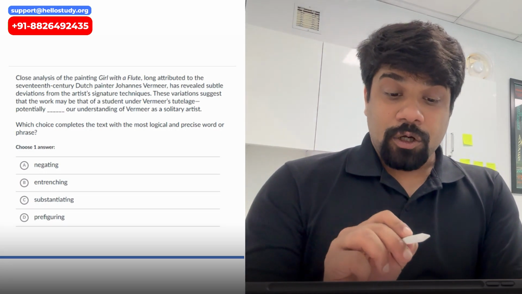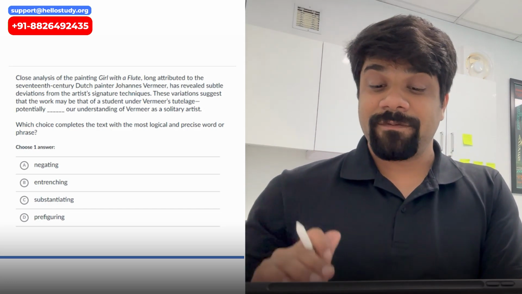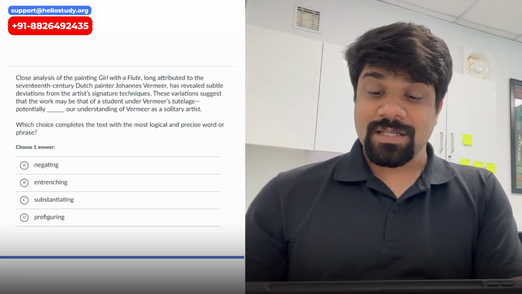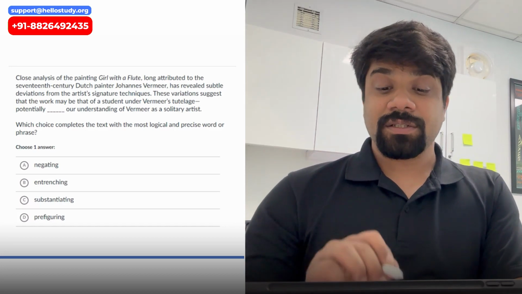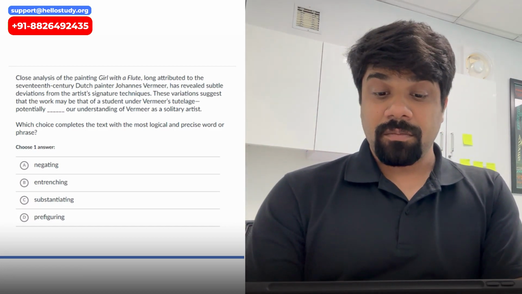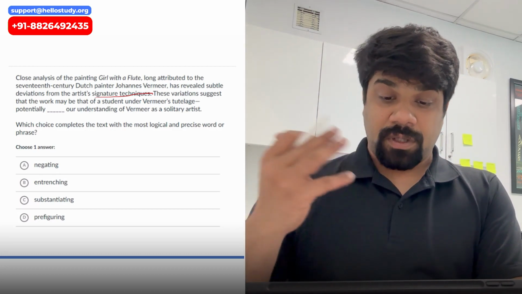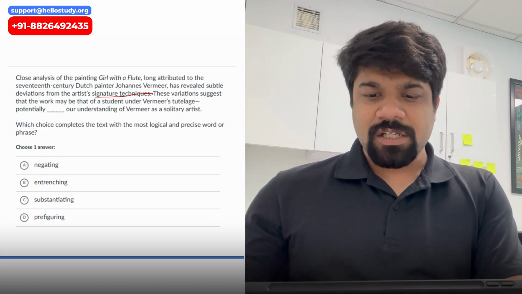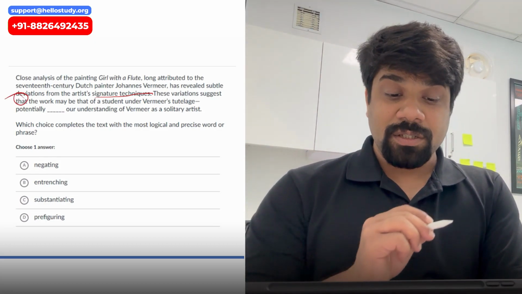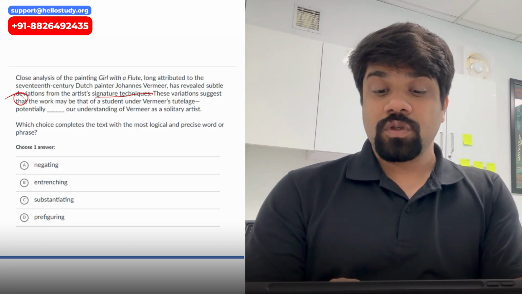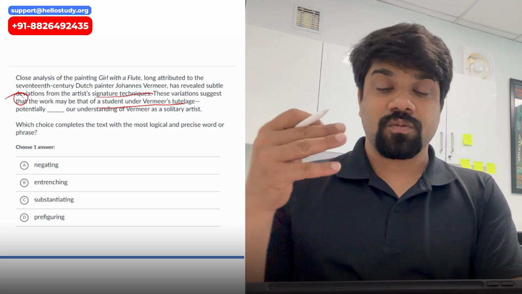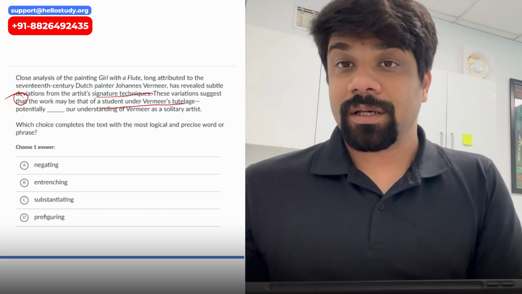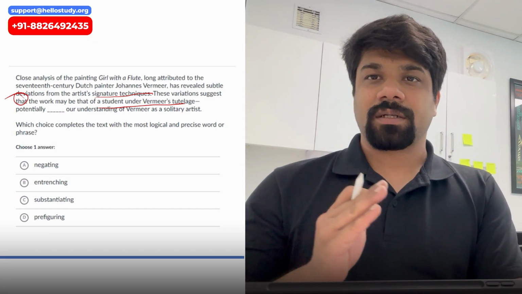Okay, so this one says: Close analysis of the painting Girl with a Flute, long attributed to the 17th century Dutch painter Johannes Vermeer, has revealed subtle deviations from the artist's signature techniques. So there are subtle deviations from the artist's signature techniques. So the artist must be painting in a different style. Let's read further. These variations suggest that the work may be that of a student under Vermeer's tutelage.